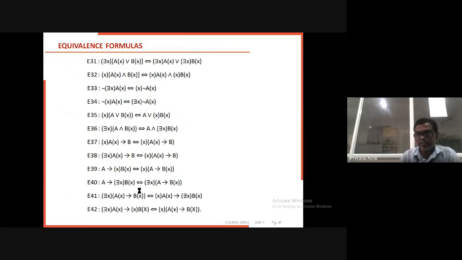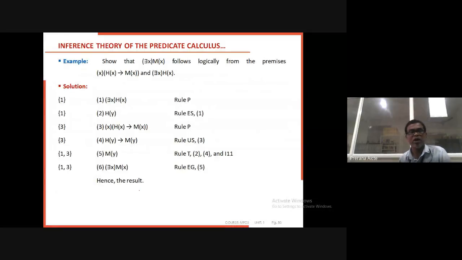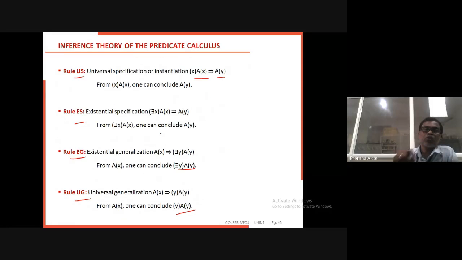And see the last example. Suppose we find problems like this. We need to prove that there exists x M of x logically follows from the premises for all x, H of x implies M of x, and there exists x H of x. This is simple, as we discussed previously. The only thing is we will use rule P and rule T as usual. In addition to that, we are going to use rule ES, rule US, rule EG. To add the quantifier and to remove the quantifier, we are going to use these four rules: rule US, ES, rule EG, and UG.